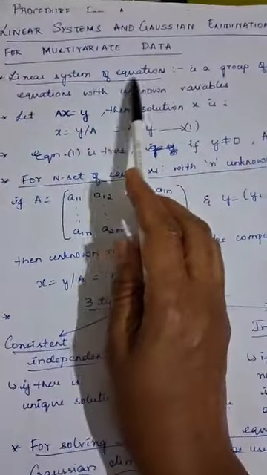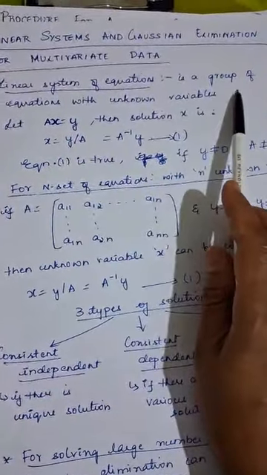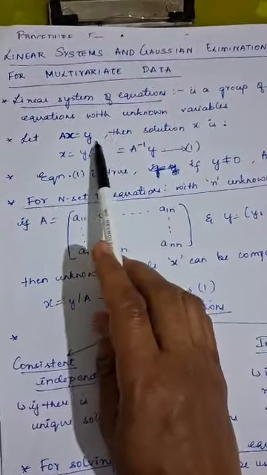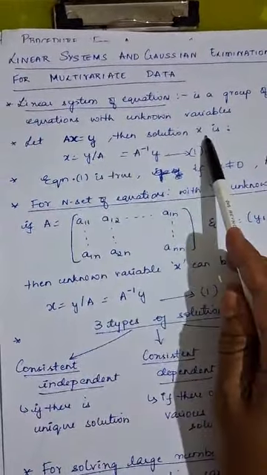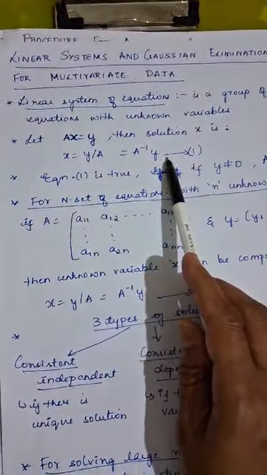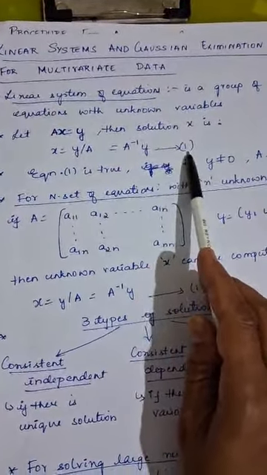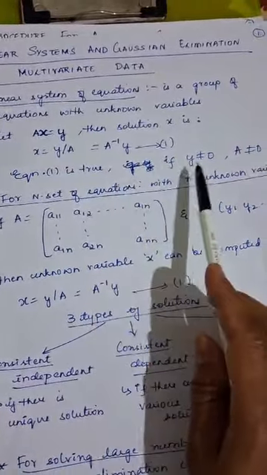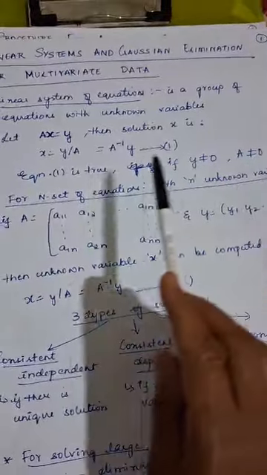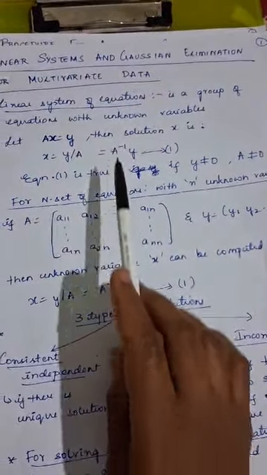Now, what is a linear system of equations? It is nothing but a group of equations with unknown variables. So let's say ax is equal to y. I need to find x. So how do you find it? x is equal to y by a, which is nothing but a inverse of y. Let's say this is equation 1. Now this equation will be true only if y is not equal to 0 as well as a is not equal to 0. Now, generally speaking, the equation will not be simple.